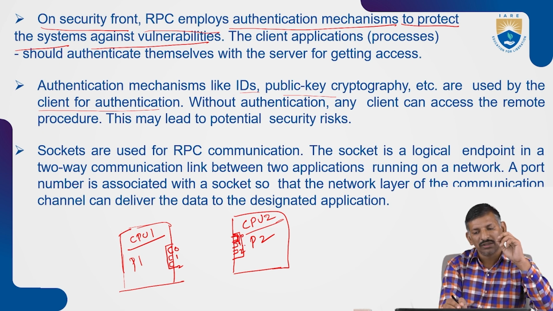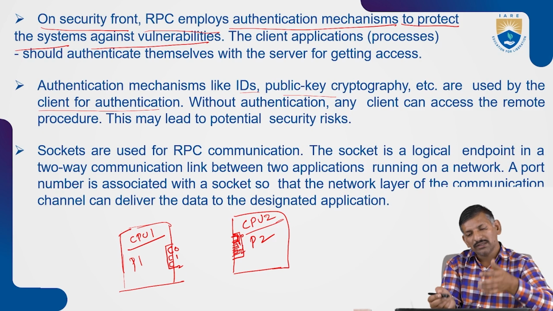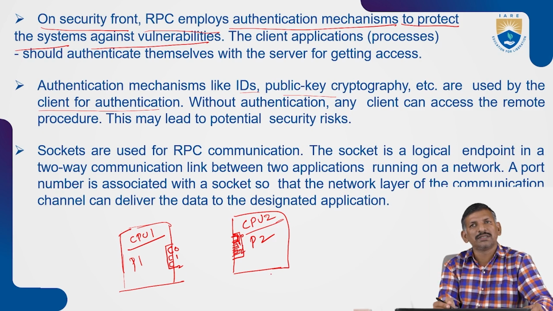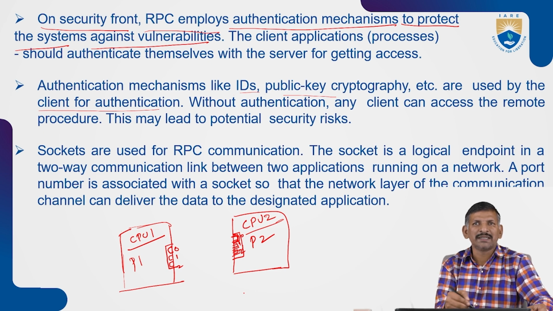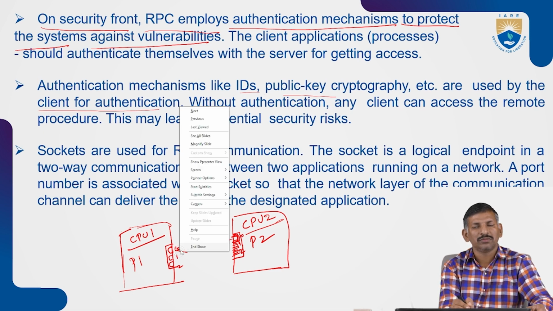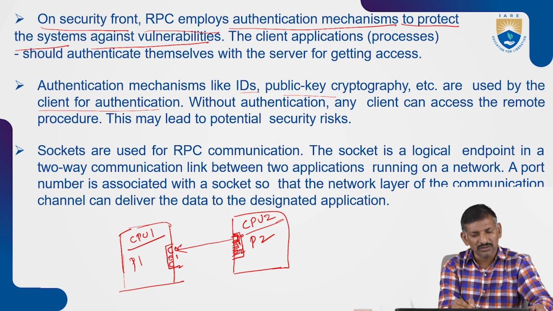CPU 2 port 0, or CPU 2 port 1, or CPU 2 port 2, like that. After getting the request, the server will authenticate that CPU. Is it valid or not? Are there any suspicious activities? If it is authenticated, then it will send the information to the client, like to CPU 1 port 0, or CPU 1 port 1, or CPU 1 port 2.